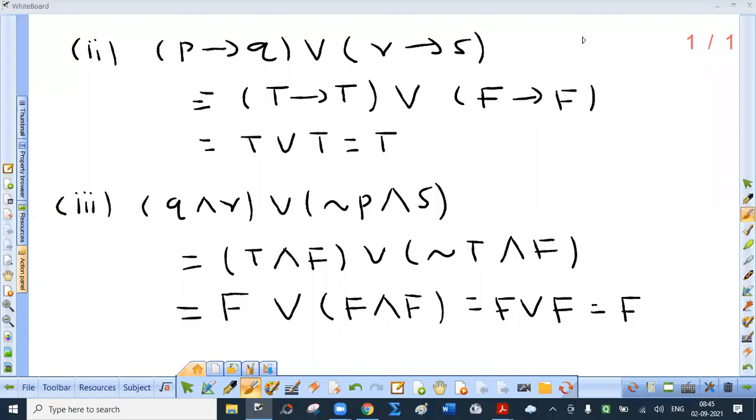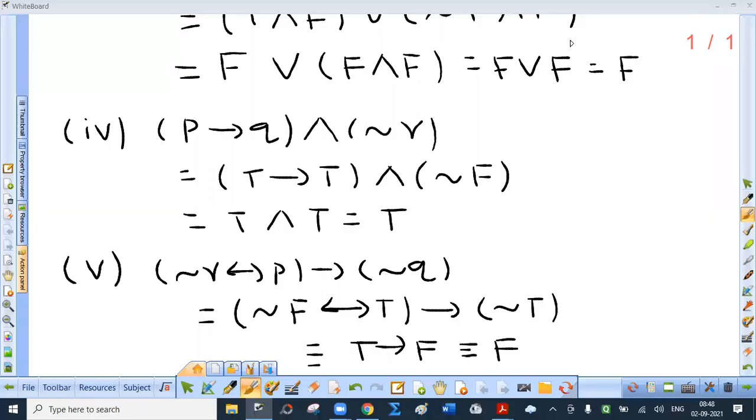Second, P implies Q or R implies S. Now, true implying true is true, or false implying false is also true. So, true or true, which is nothing but true. Third one, Q and R or not P and S. True and false is false. Not true is false. And what is false and false? False. So false or false is nothing but false.